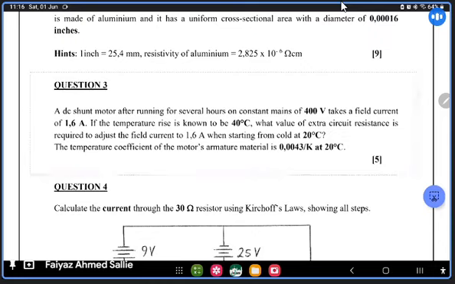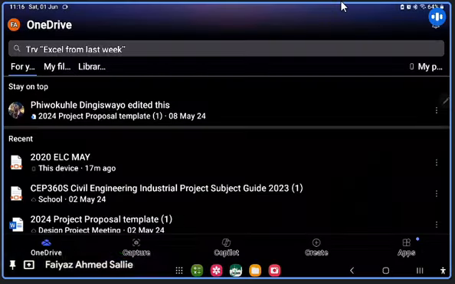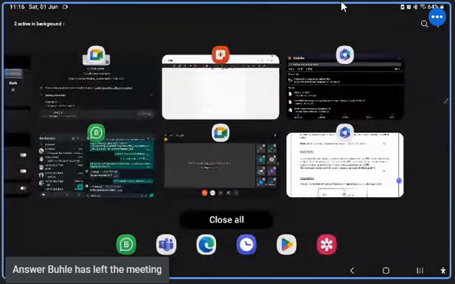Let me just copy question number 3 quickly and move it to the notes. To your notes. Wait, where's my notes?